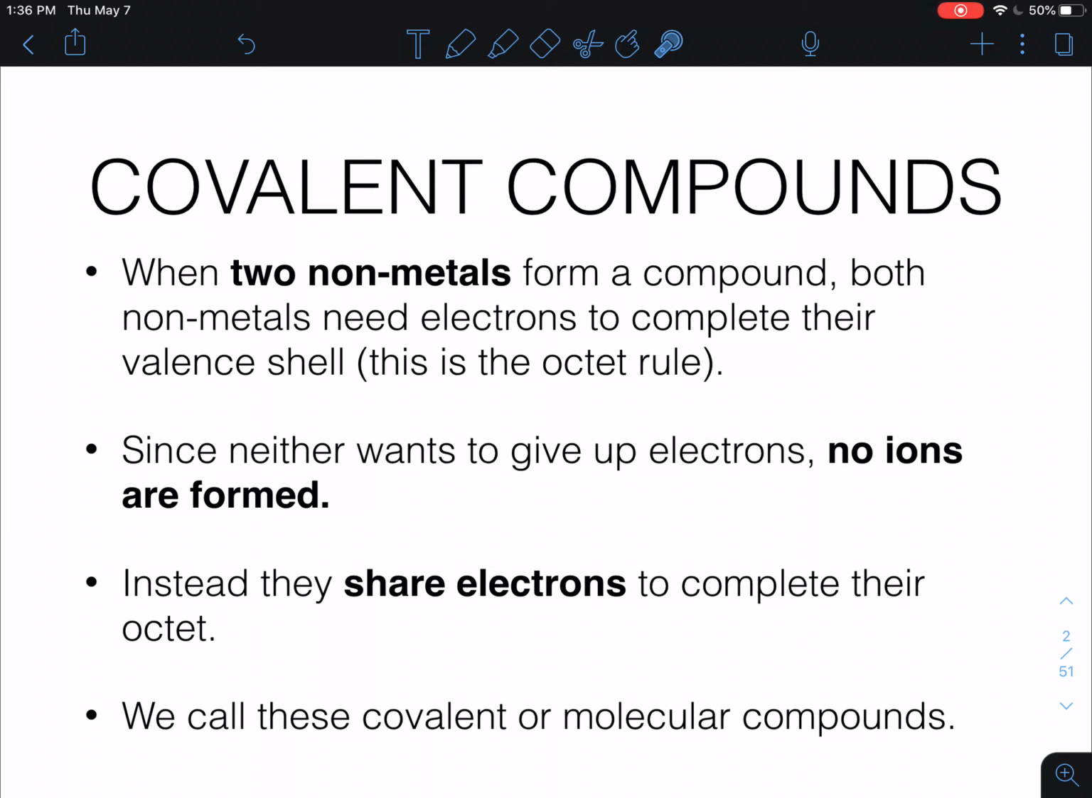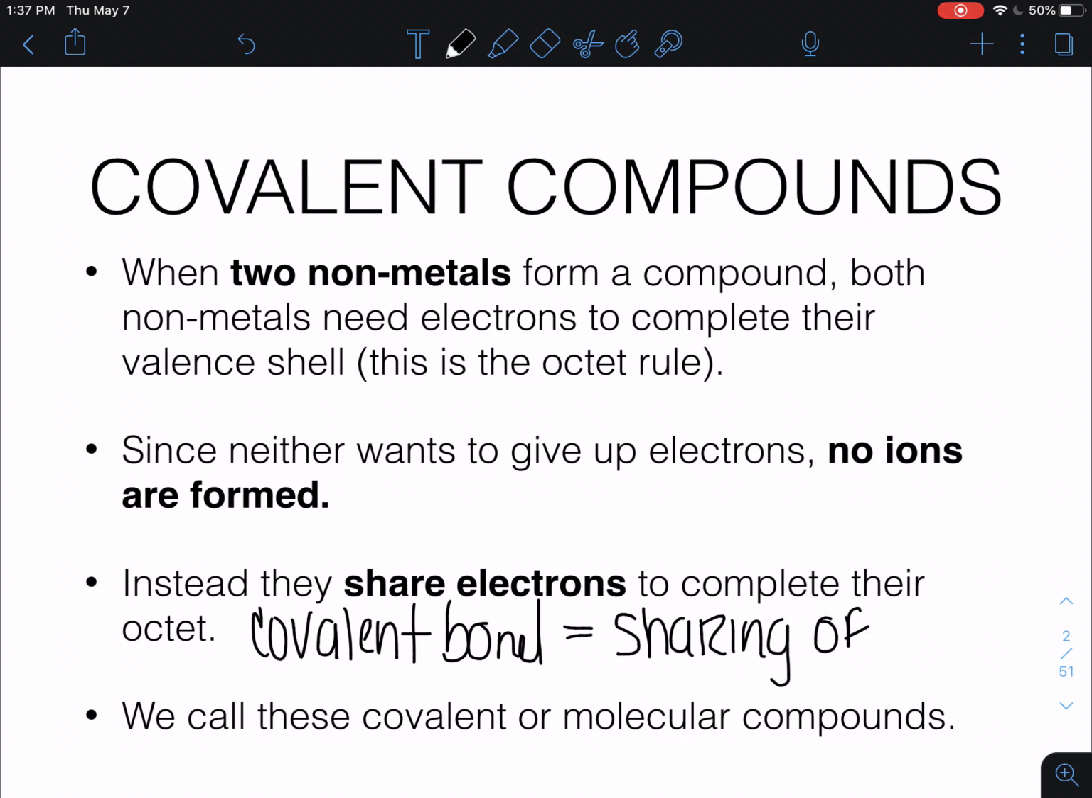so no ions are formed. Instead, when they come together, they decide to share electrons in order to complete their valence shell or their octet. This sharing of electrons is called covalent or molecular compounds. We're going to call them covalent for the rest of this chapter. And a covalent bond is the sharing of electrons. Now one bond is 2 electrons, so one bond equals 2 shared electrons.